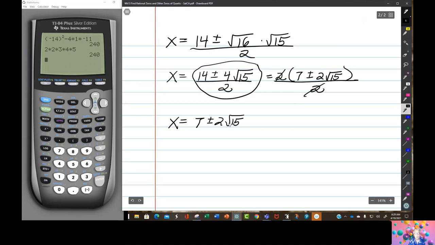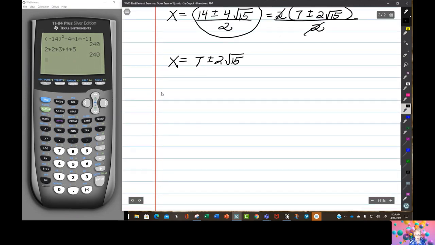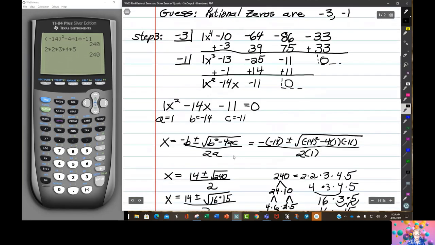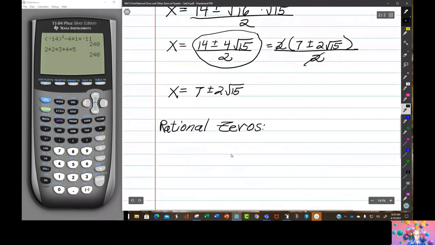So what? Here is so what? We now know what the rational zeros are. I believe they're negative 3 and negative 1. Yes. What they call the other zeros.